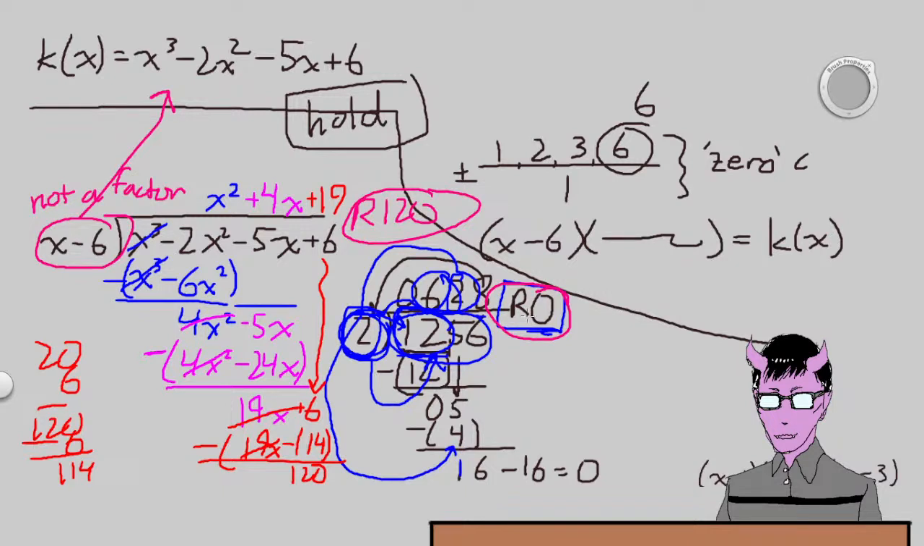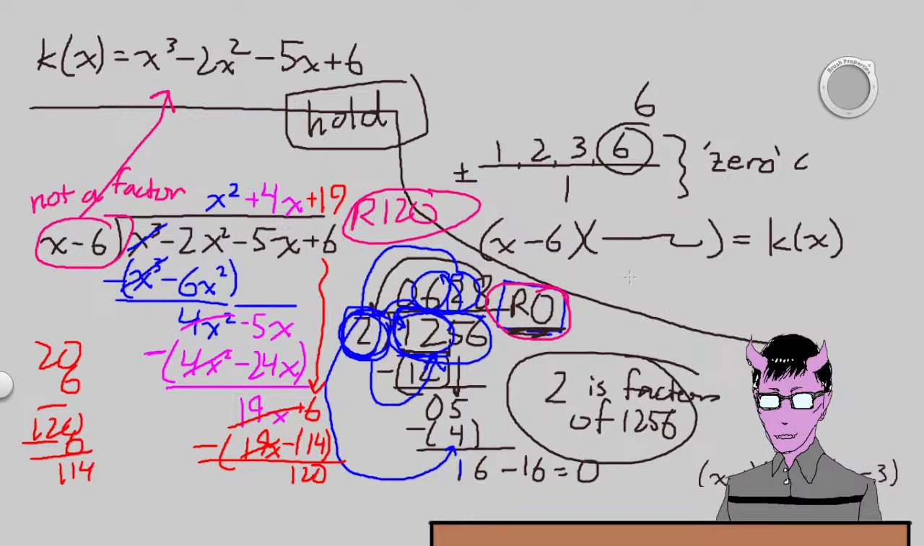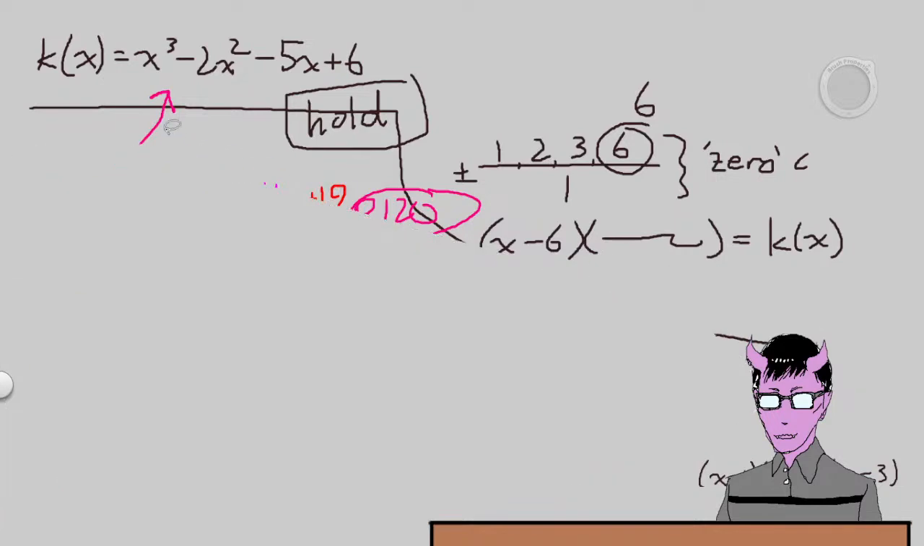Just like how this one, well, not like just now, but to contrast with that, because we got a remainder of 0 when we're trying to divide by 2, that means that 2 is a factor. It is a factor of 1,256. All right. Wonderful. So what have we done? We figured out that that is not a factor. That's all we figured out.